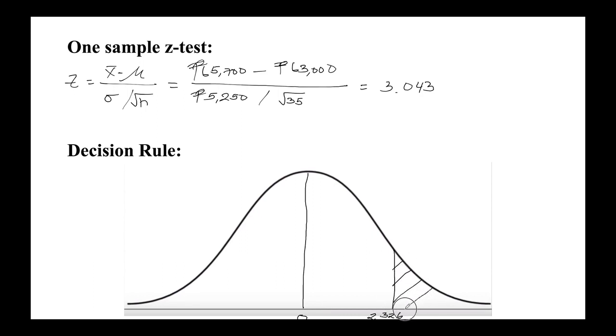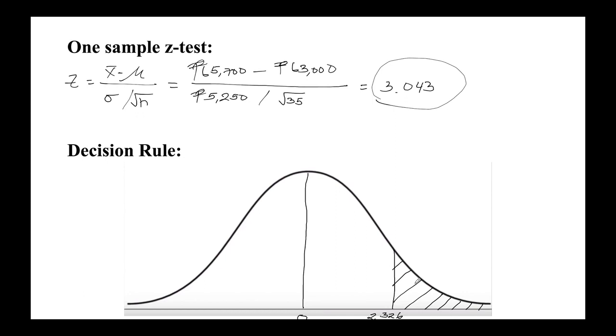Meaning to say, if ever na nandyan nag-fall yung ating Z computed or yung Z test natin, which is ito yung value yon. If ever na dyan siya nag-fall, the null hypothesis will be rejected. Again, the null hypothesis will be rejected. Laging null yung point of view natin, kahit nasaan man sa dalawa yung claim, either sa null or sa alternative. Sa null, lagi yung point of view when it comes to decision ruling.